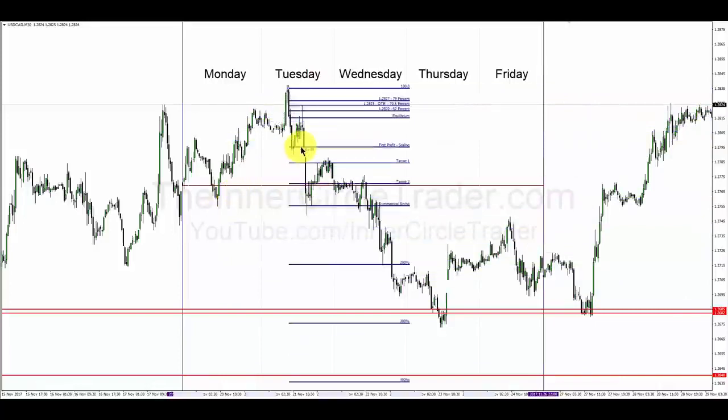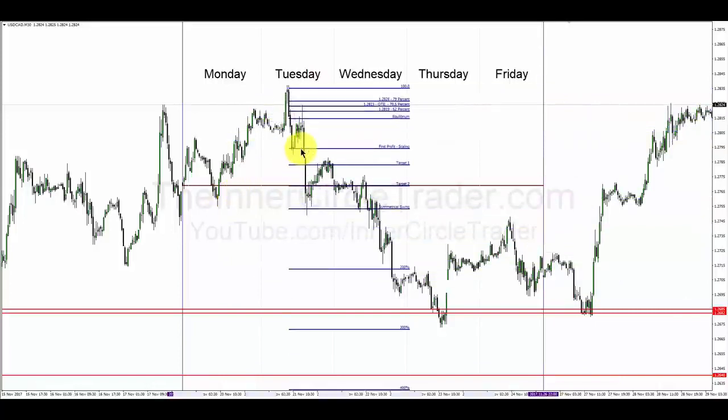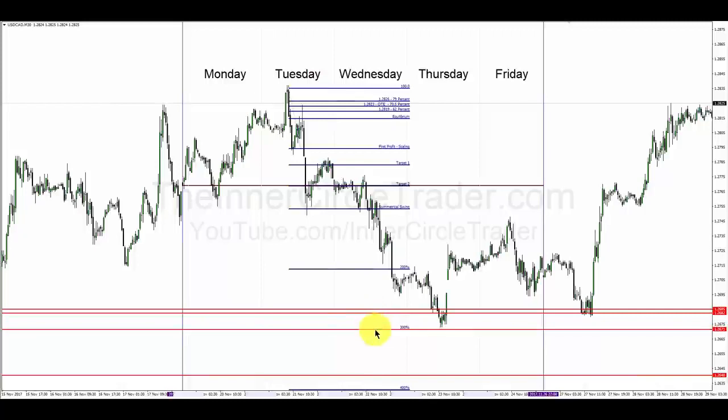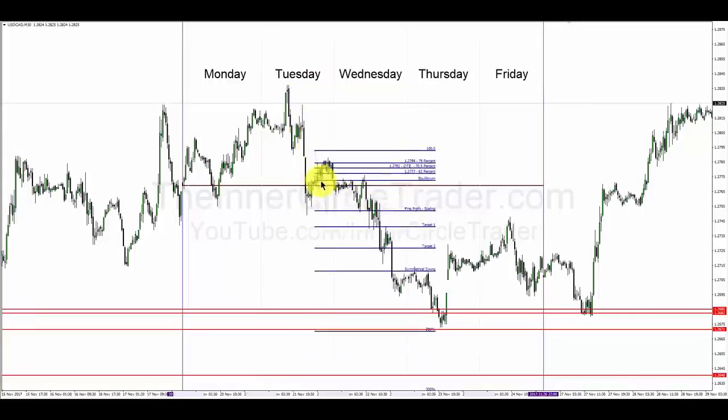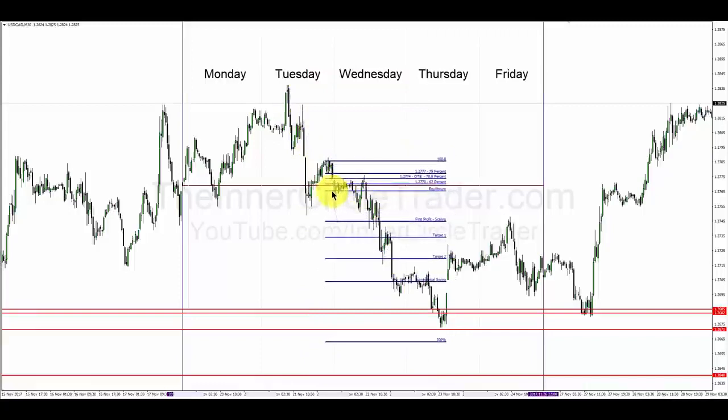And now we can start doing Fibonacci extensions on the optimal trade entries. So we have 300 extension down here. So we can look for that level right there. And we have another optimal trade entry. I'm going to use the bodies of the candle.